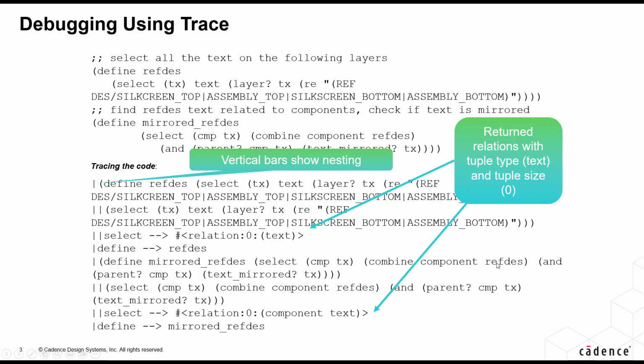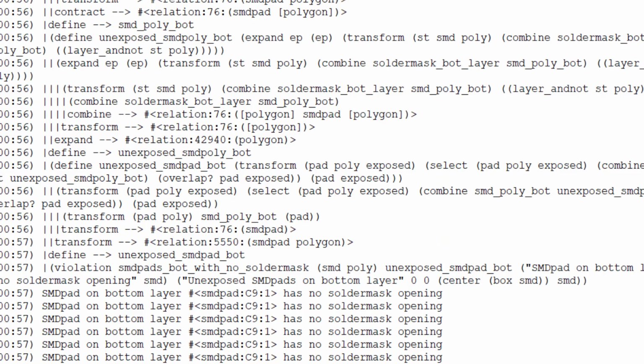If we open our allegro.jrl file in an ASCII text editor, we can see the trace results, and we find that the number of tuples increases rapidly when the unexposed polygons are expanded. This means the number of unexposed polygons, 42,940, exceeds the number of SMD pads, which is only 76, and this is clearly incorrect.